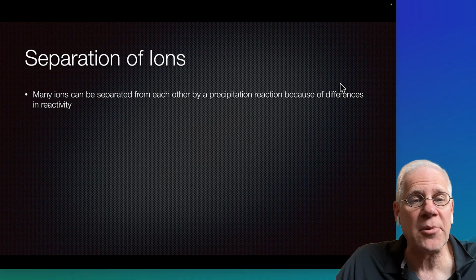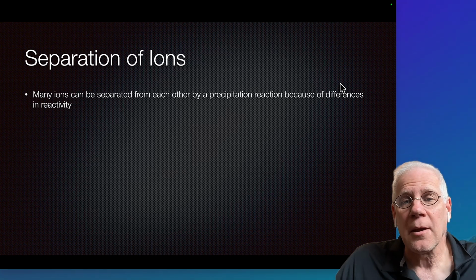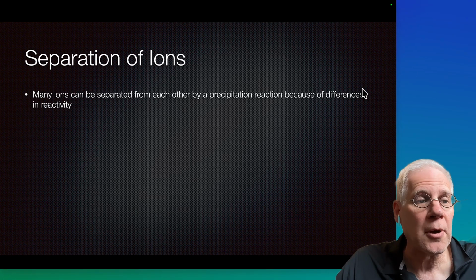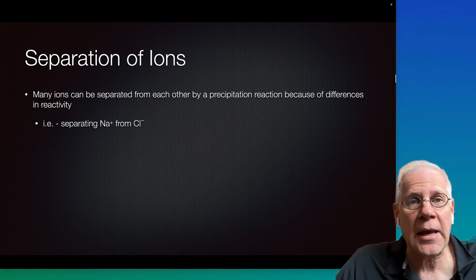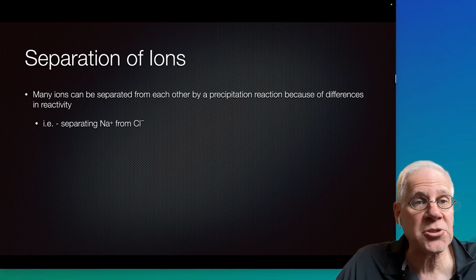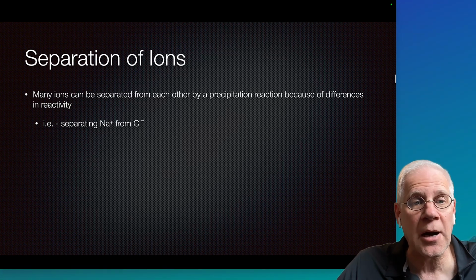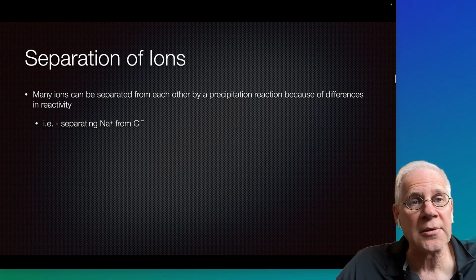Many ions can be separated from each other by a precipitation reaction because of differences in reactivity or because of their charges. So let's say, for example, I had a solution of sodium chloride. So I would have sodium ions and chloride ions. And I wanted to separate the sodium ions from the chloride ions and out of the solution. So I wanted them in different solutions. I didn't want them together.